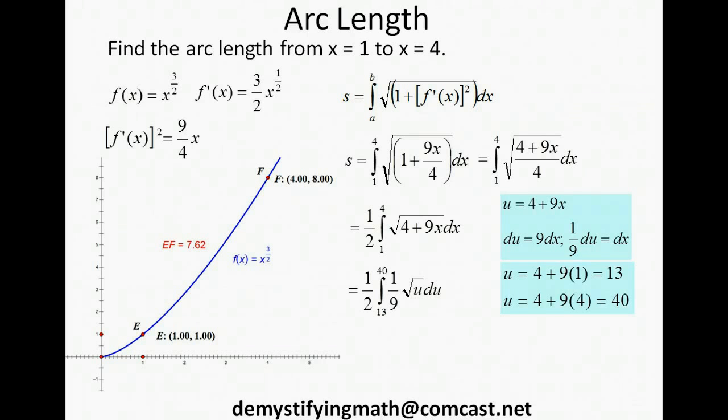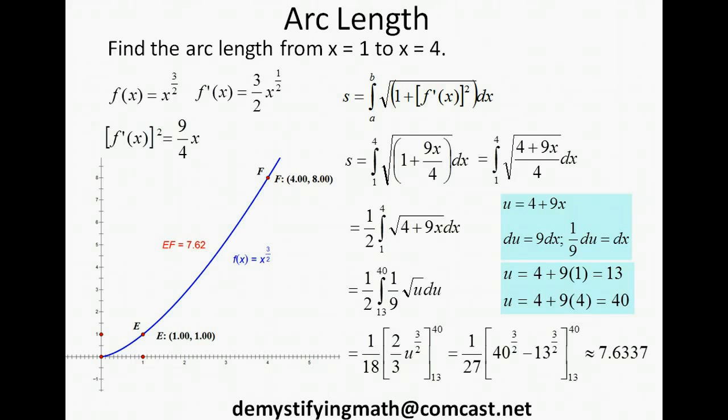So that gives us the integral from 13 to 40 of 1/2 times 1/9 times the square root of u du. Then we can integrate that and we get 2/3 u to the 3/2 times 1/18. And then we're just going to plug in our endpoints of integration and we get 7.6337. Very close to what we got by just using 3 secant lines along that arc length. So you can see how easily the arc length formula will work for us.